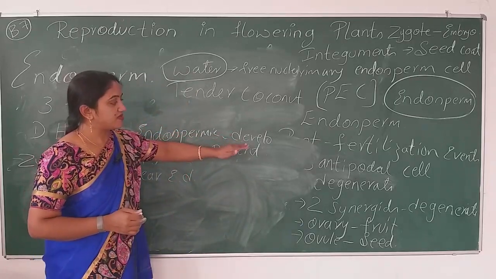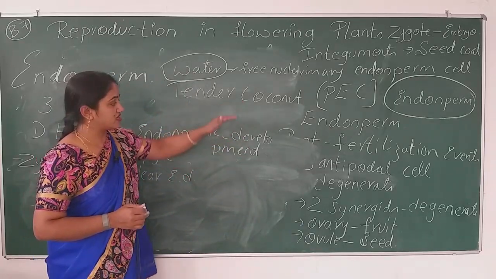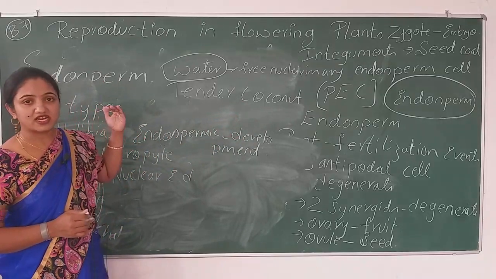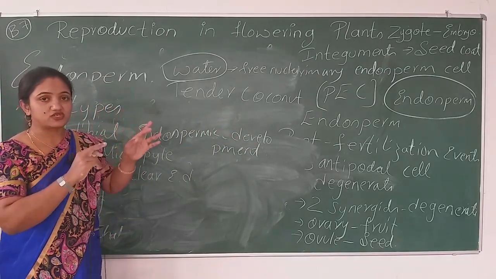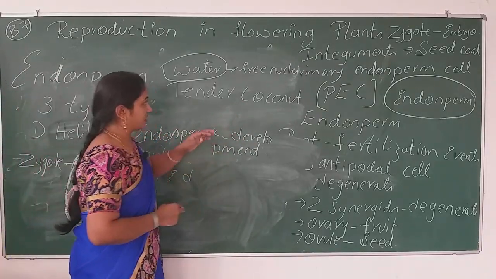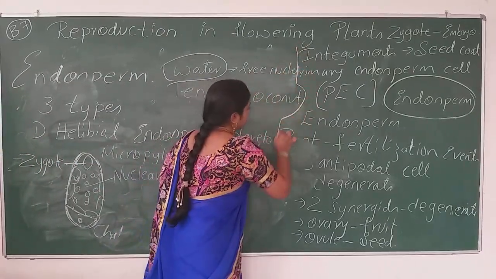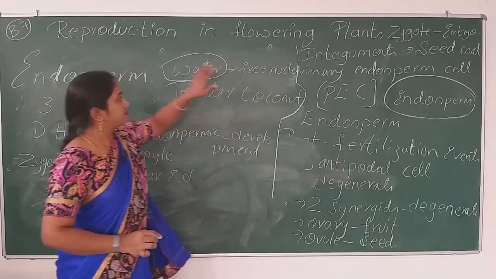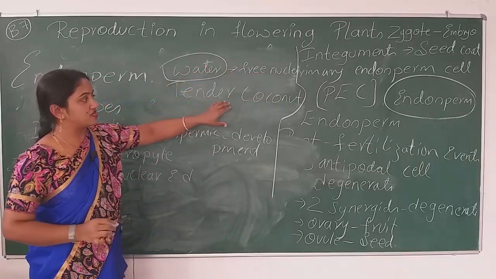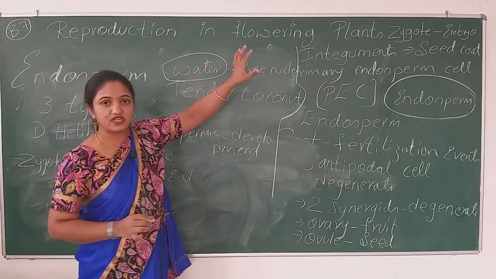What type of development is taking place in the coconut? That is nuclear type of development takes place. Actually that is wrong. I'll tell you. I'll tell you one more thing here. So the water which is present in the tender coconut is nothing but free nuclei.